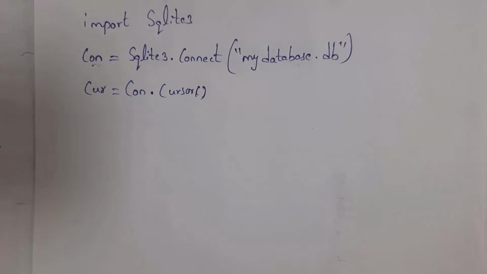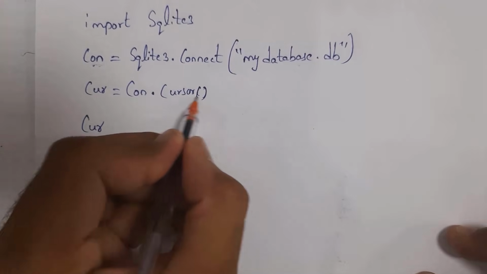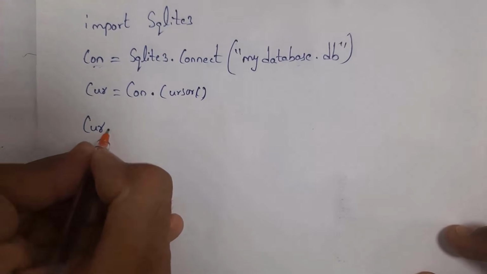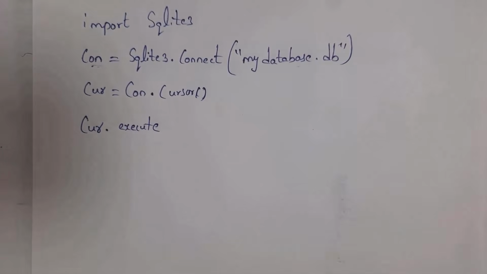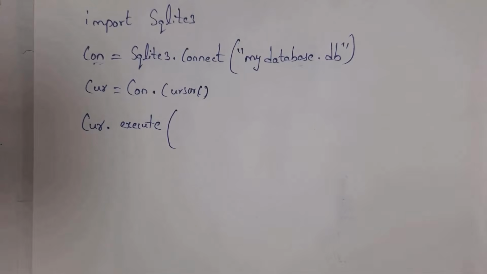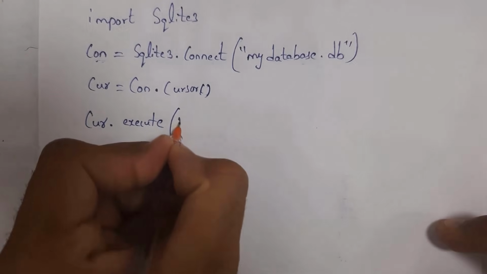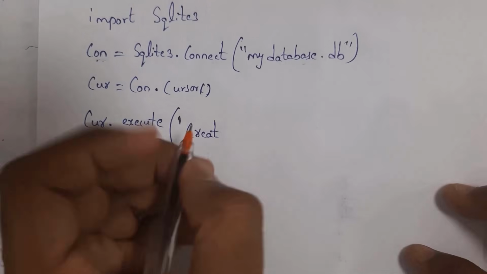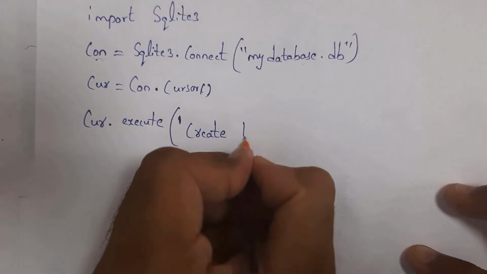Now I want to create a table. The table name is students. So just write here, the cursor method is present in the variable cur, so write cur.execute. By using the execute method we can create tables and we can also insert values into the tables. Definitely in the execute method at first you need to take quotation. So just take here quotation. I already said the syntax in order to create a table. So just write here create table.